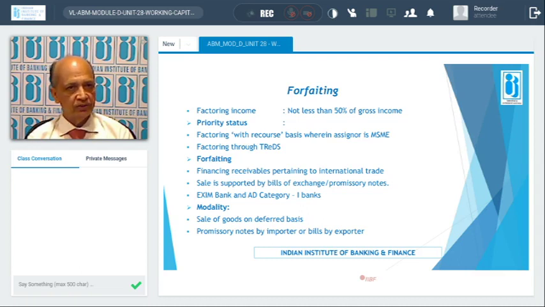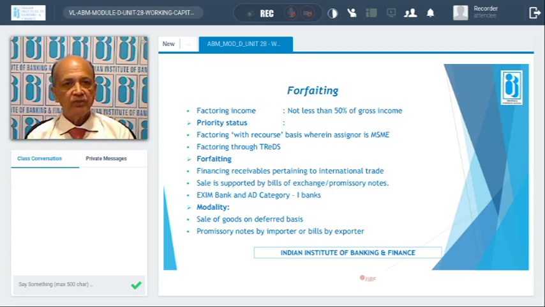Sale is always supported by a bill of exchange or promissory note. And in India, Exim Bank and authorized dealers of category 1 are permitted to carry out forfeiting business independently. Now, how can this forfeiting transaction be undertaken?